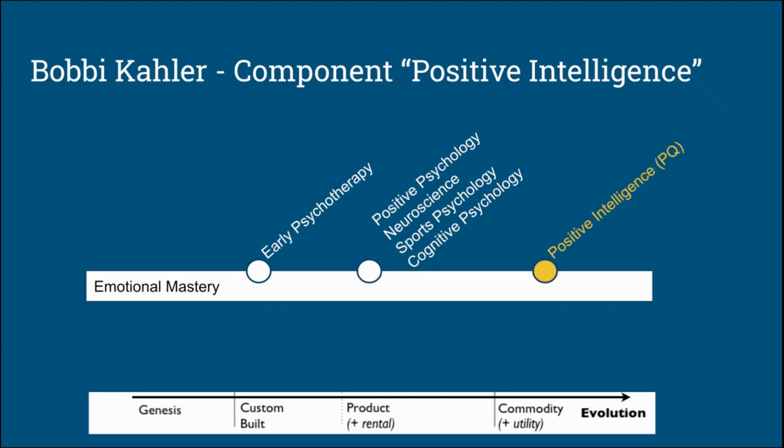And my way of thinking about it in the worldly mapping sense is that there's this pipeline of maturity from early psychotherapy as a method of emotional mastery, passing then more recently through these four disciplines, positive psychology, neuroscience, and so on, all of which were boiled down into a kind of beautiful reduction sauce called positive intelligence, which I believe satisfies many of the attributes of a commodity in terms of being very reliable, very well understood, and having a very predictable effect. And Bobbi Kahler is going to talk about that.